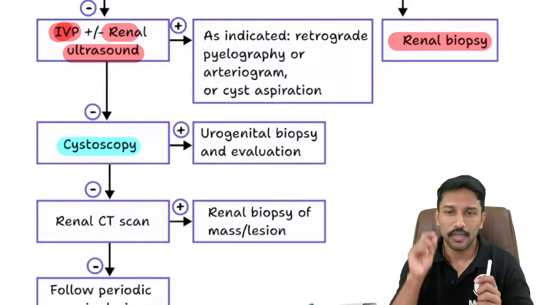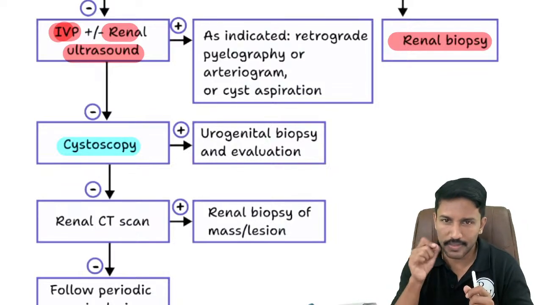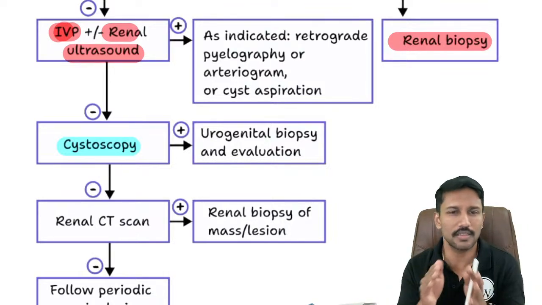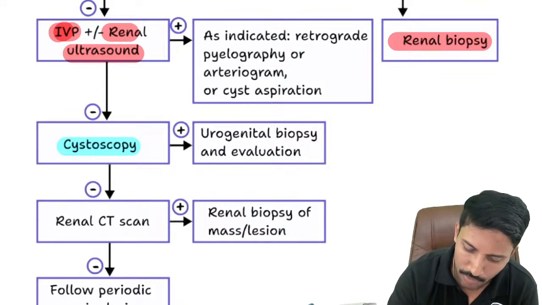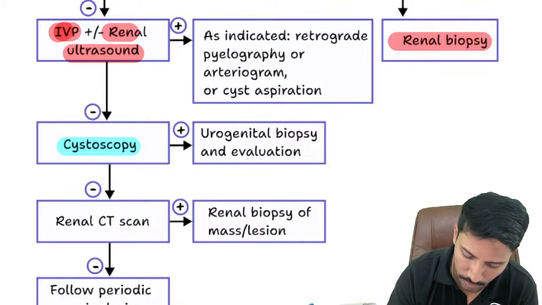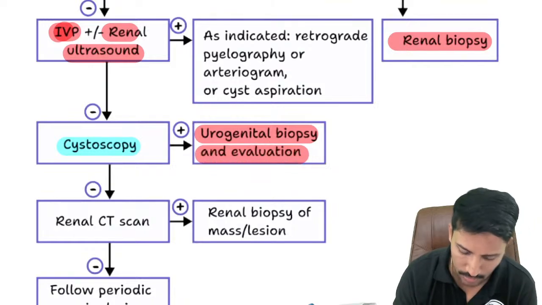What is cystoscopy? Visualizing the bladder. We put a catheter with a camera into the bladder and visualize the bladder. So if there are any urogenital abnormalities visualized, we can do the biopsy and evaluate and treat accordingly.